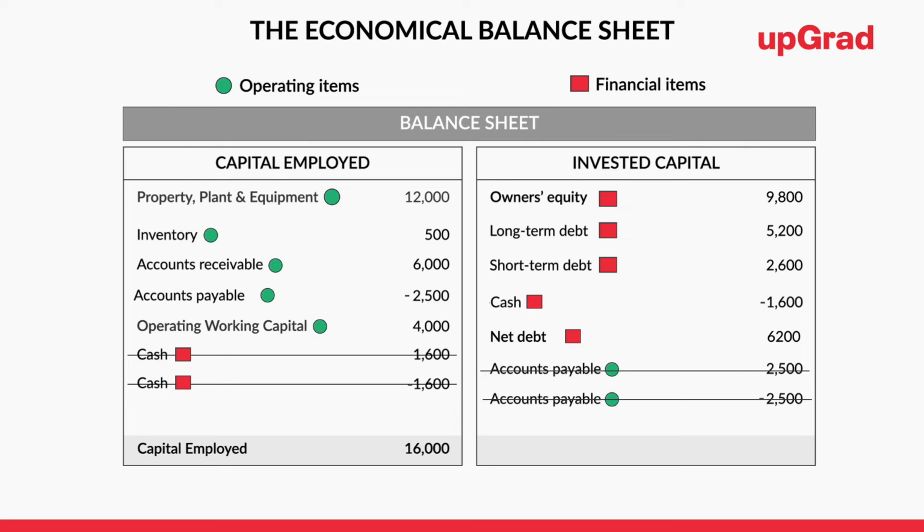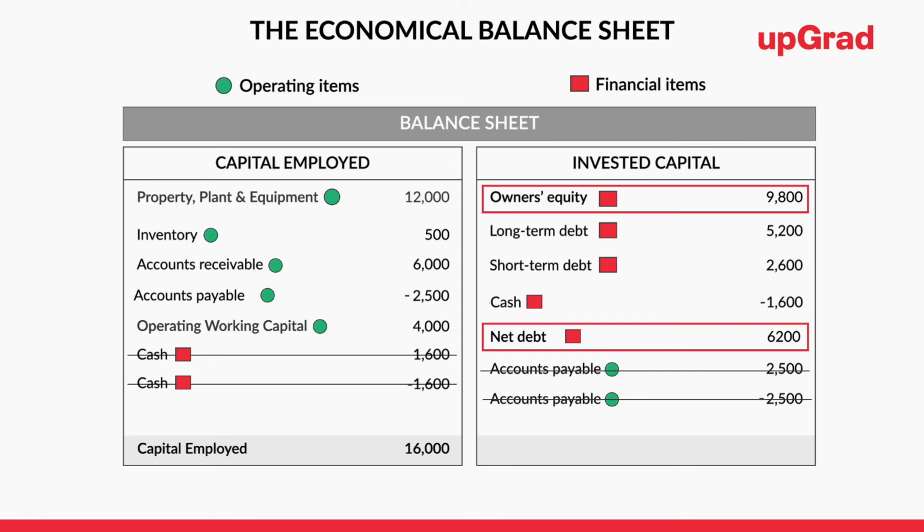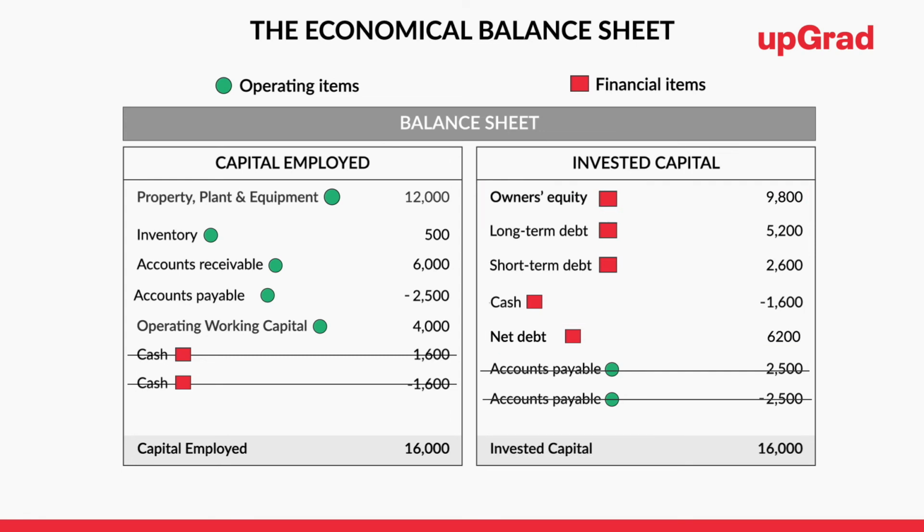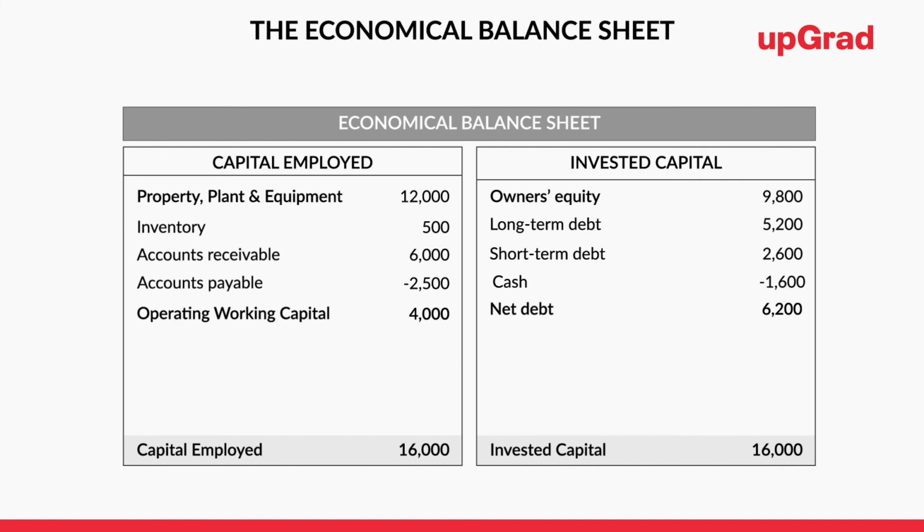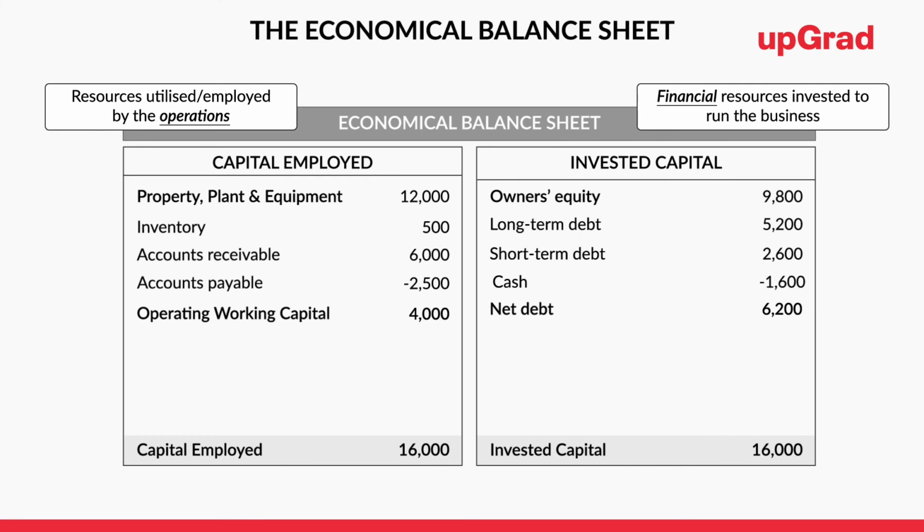And on the right-hand side, we're left with owner's equity and net debt. This is the so-called invested capital. And we are reaching now what we call the economical balance sheet. We've transformed a bit the accounting tool into more of a managerial tool, a tool that separates better the operations from the financing activities. And that's very important because that's how things happen on a day-to-day basis in the company.